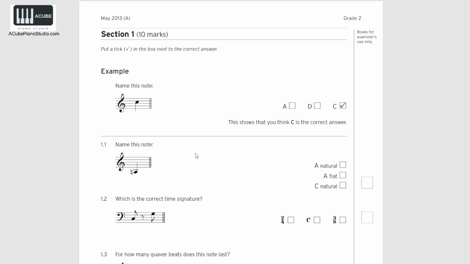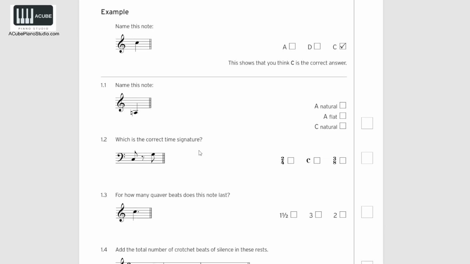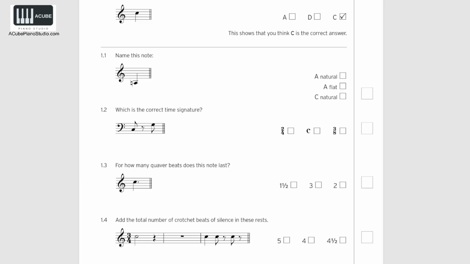In this video, we'll be going through the Grade 2 sample paper for music theory from Trinity. Alright, so section 1 is worth 10 marks and it is basically multiple choice questions. Let's start off with question 1.1. You're asked to name this note here.